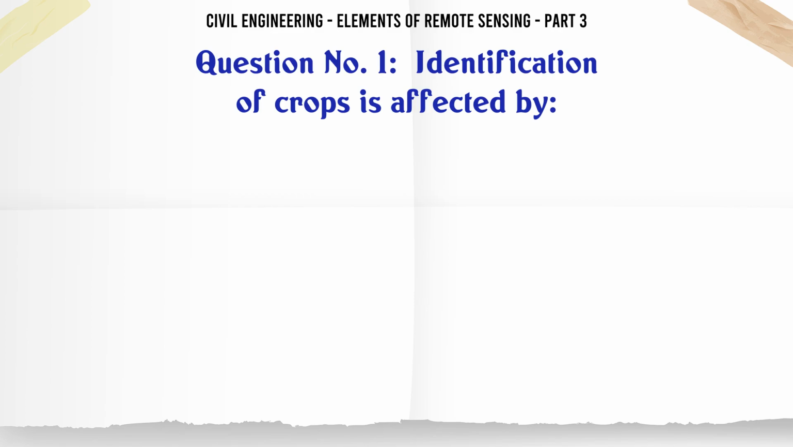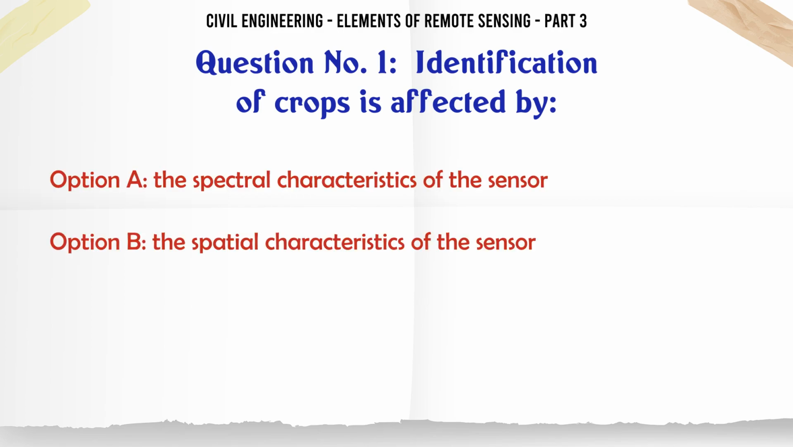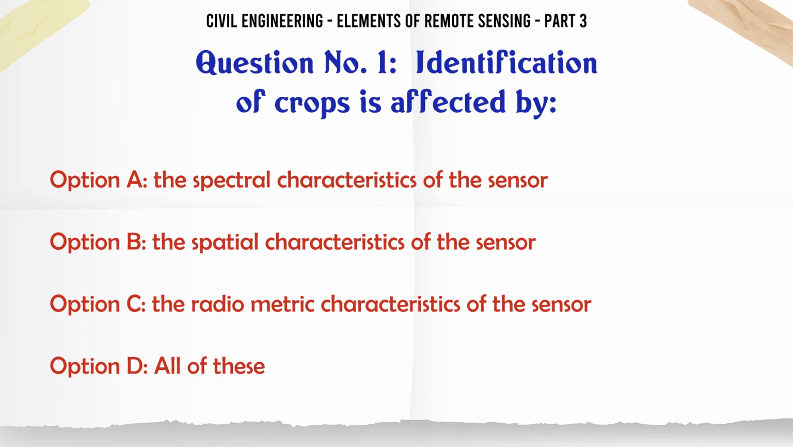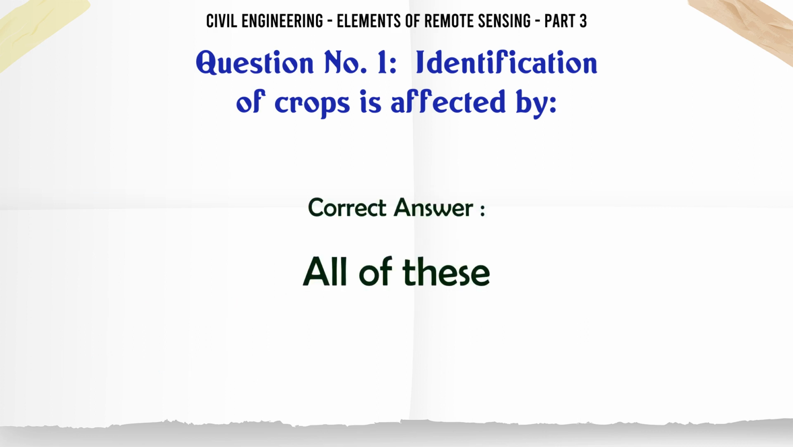Identification of crops is affected by: A. The spectral characteristics of the sensor. B. The spatial characteristics of the sensor. C. The radiometric characteristics of the sensor. D. All of these. The correct answer is all of these.